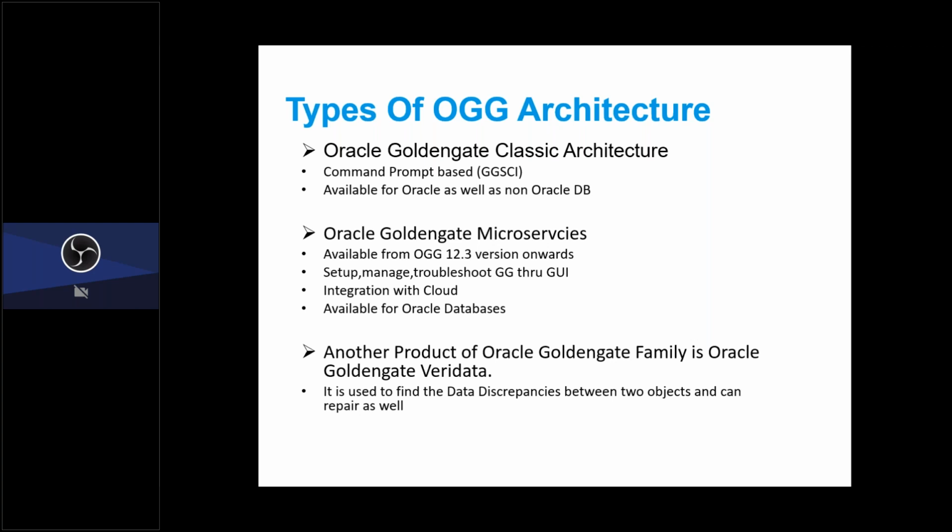Oracle Goldengate microservices, which is also called MSA, is available from Goldengate version 12.3 onwards. It allows you to set up, manage, troubleshoot, and configure Goldengate through a GUI, and allows for integration with cloud applications.